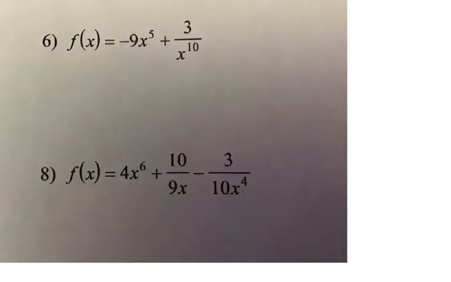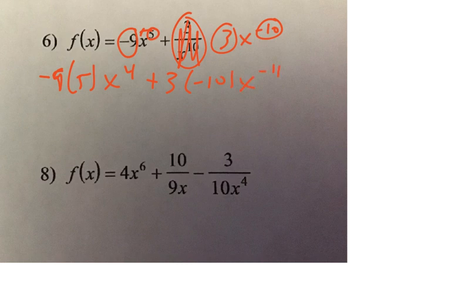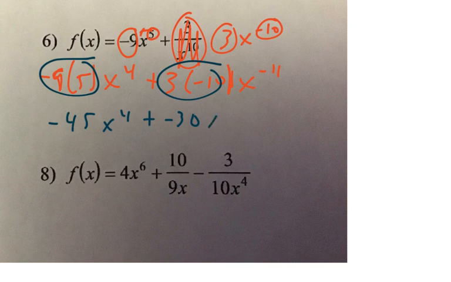All right, let's do another set. The negative 9 stays. Let's quickly rewrite this as 3x negative 10. The 5 comes down. X to the 4. We have the 3 that stays. The negative 10 comes down. X to the negative 11. So this is negative 45 x to the 4 plus this is negative 30 x to the negative 11.